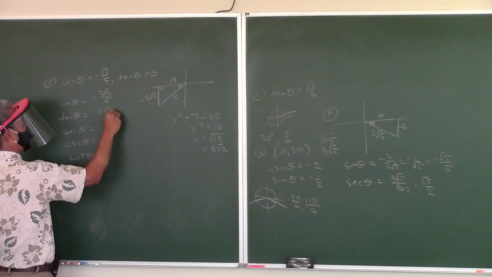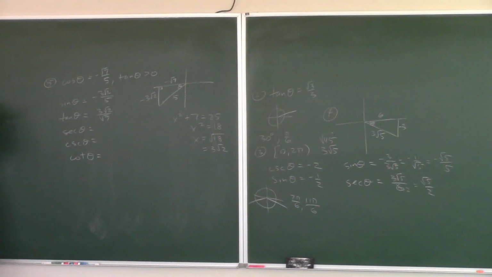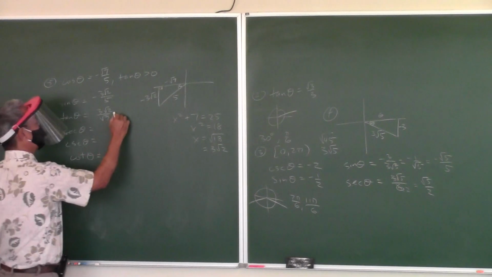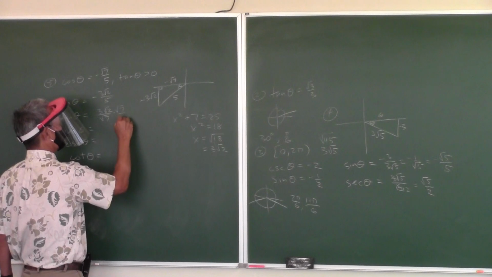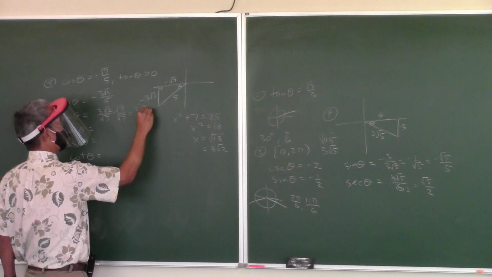So positive 3 root 2 over root 7. So you're telling me your teacher doesn't like that. Then multiply top and bottom by root 7. Although in calculus, that's perfectly fine. 3 root 14 over 7.